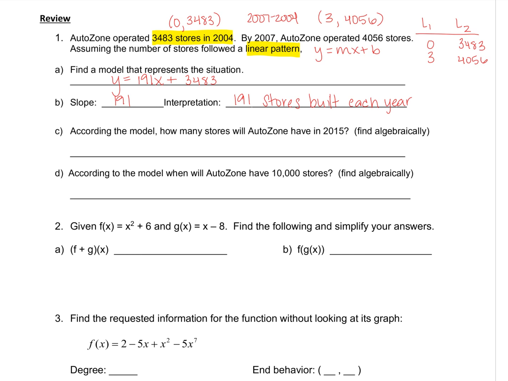Well, it says to find it algebraically, meaning it wants you to do it by hand. So I'm going to have to figure out the difference between 2015 and 2004. Well, it's 11. So in my equation, I'm going to plug in y equals 191 times 11 plus 3,483. Plug it all into my calculator, and I'm going to get 5,584 stores will be open in 2015.